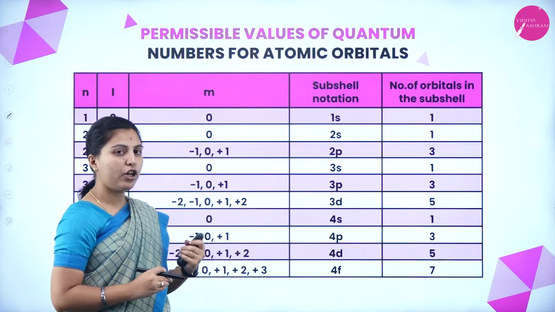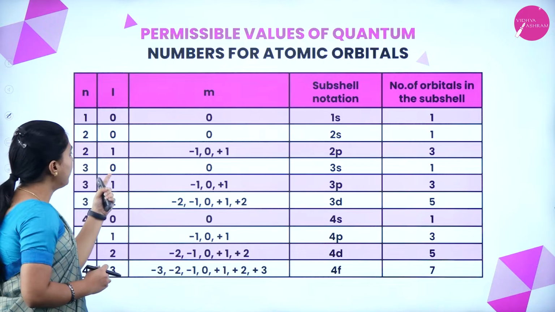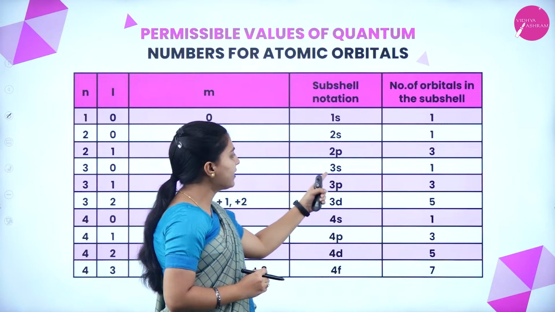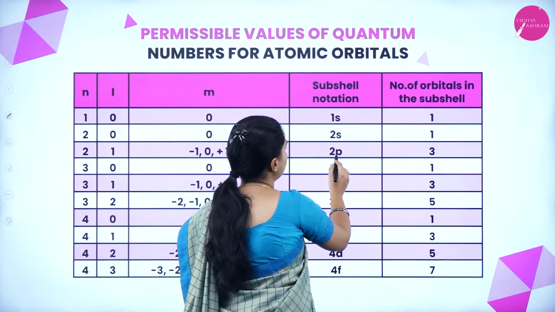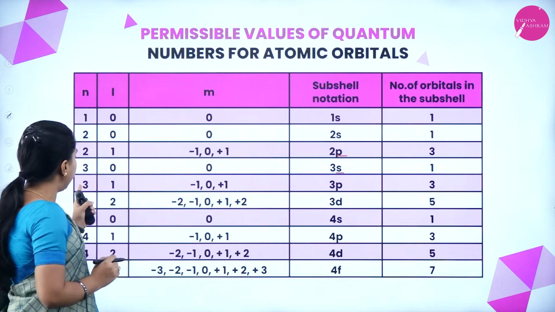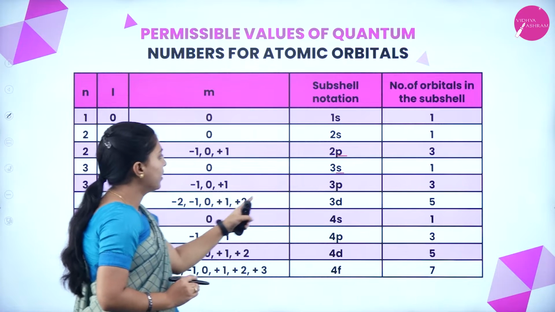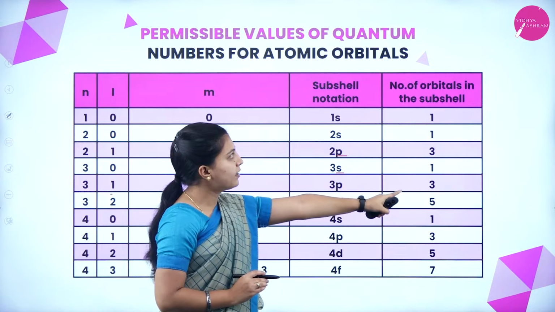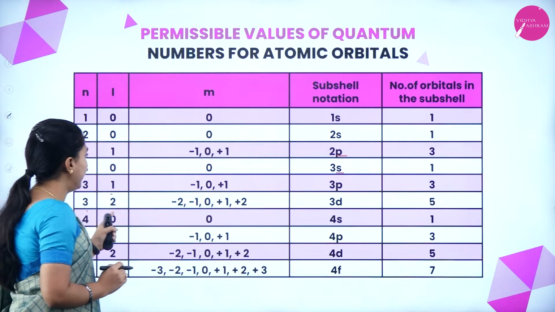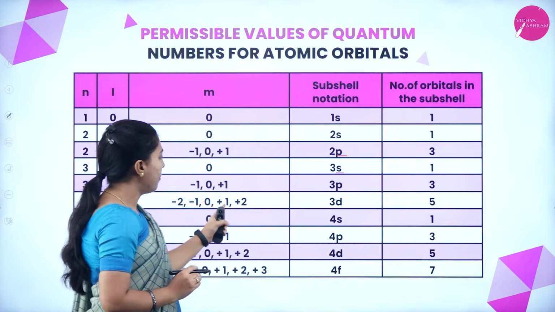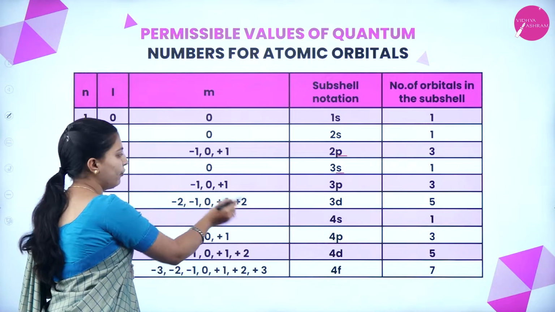We have seen that the p subshell contains 3 orbitals. When n equals 3, l equals 0, m equals 0, that is 3s, only 1. Whenever it is s, it will be 1. Whenever it is p, it will be 3. When n equals 3, l equals 1, m equals minus 1, 0, plus 1, then 3p, number of orbitals will be 3. Likewise, when n equals 3, l equals 2, m is minus 2, minus 1, 0, plus 1, plus 2, 3d, number of orbitals will be 5: 1, 2, 3, 4, 5.